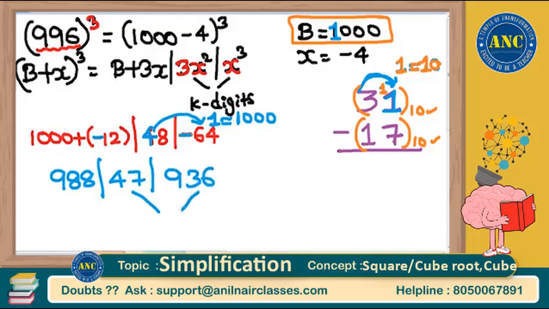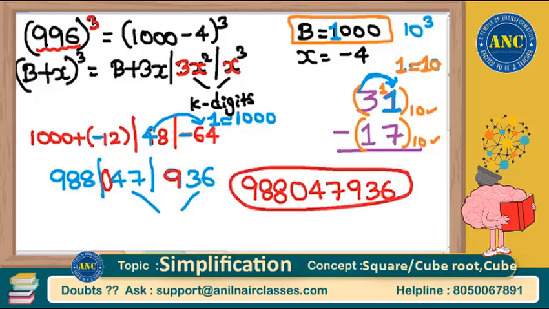Last two places should have k digits. 1000 is 10 power 3. It should have 3 digits. That means this last position already has 3 digits. 47, write it in 3-digit format. Final answer is 988-047-936. This should be my final answer. Whenever you are taking a borrow, 1 borrow is equivalent to 1000 in this question, because the base is 1000.